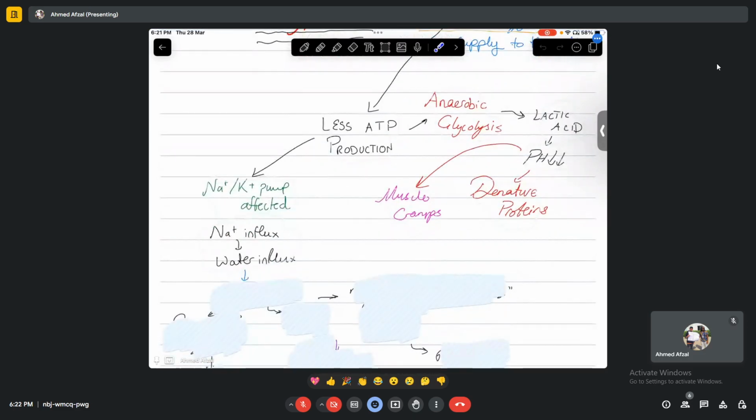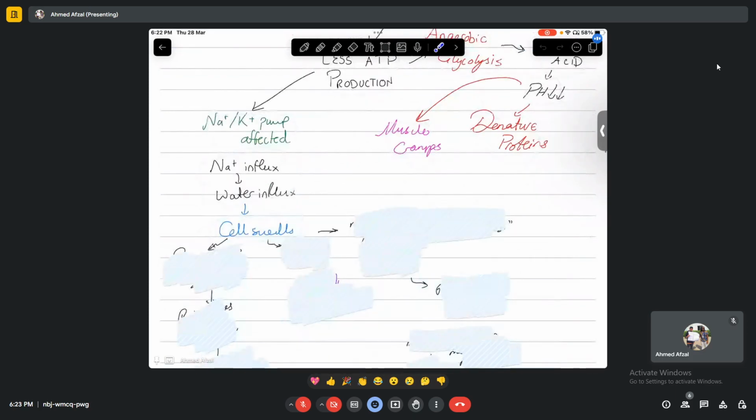Water moves inside, right? And sodium itself won't do anything. It's just okay. Sodium is having a good time. Water comes in, water is the big boss. Water is going to destroy everything it touches. What water does is cellular swelling. And now cellular swelling does multiple things.